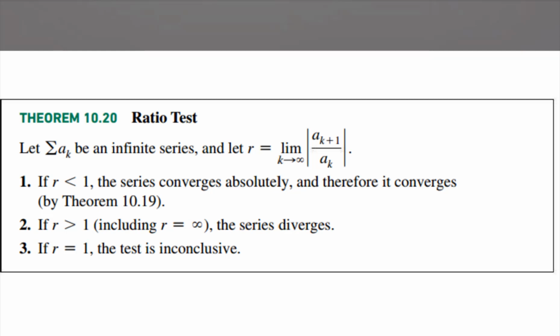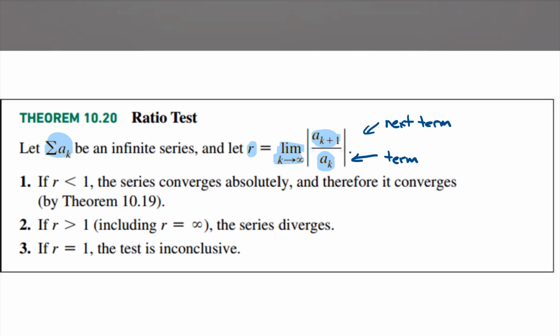So we have a ratio test. We're looking at a sum of a sub k, an infinite series, and then we're going to create some ratio. There's going to be the limit as k goes to infinity. When it says take the limit, it means take the limit as k goes to infinity. We're going to take our a sub k and put it in the denominator, and up top we're going to add 1 to our index and see what happens. This is the term you're on, and this is the next term.